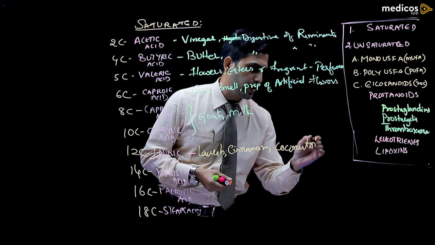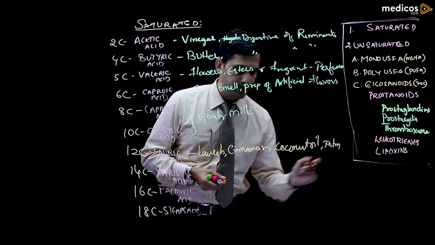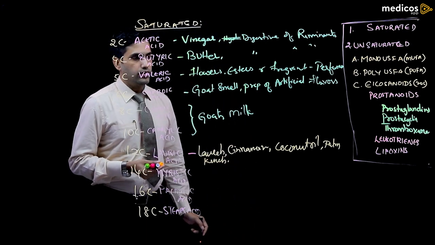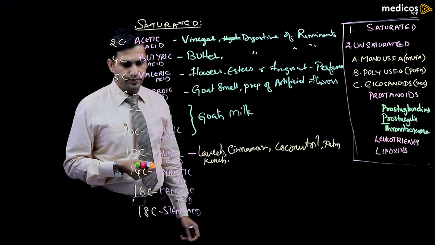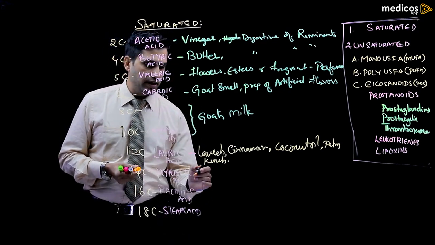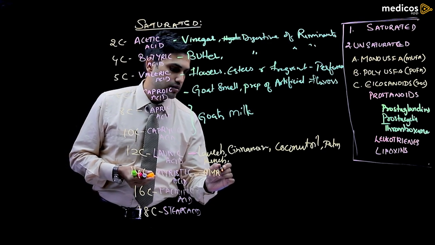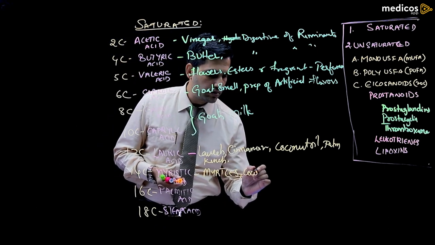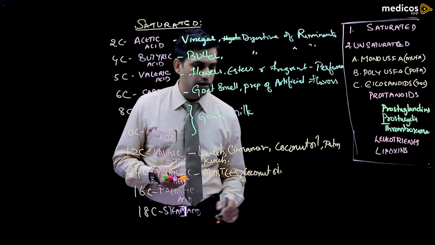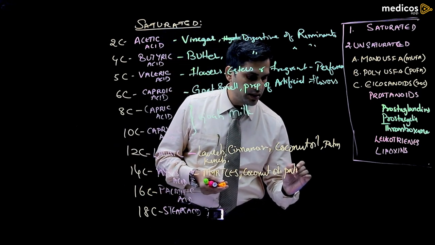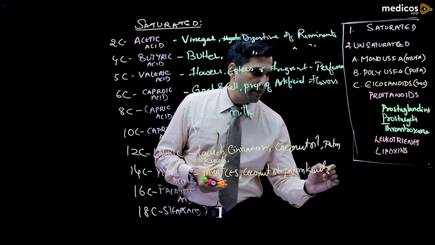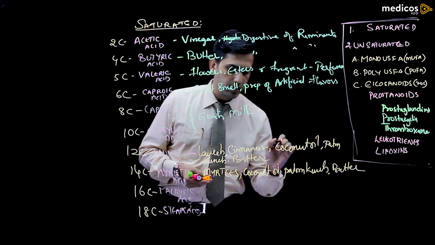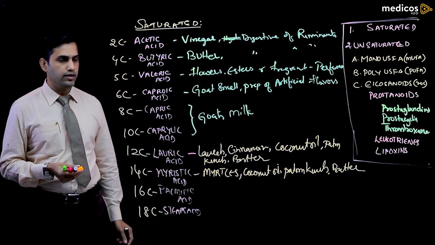Coconut oil, palm kernels, okay. Myristic acid is present in myrtles, again in coconut oil, palm kernels, butter. They are present in butter and all that.